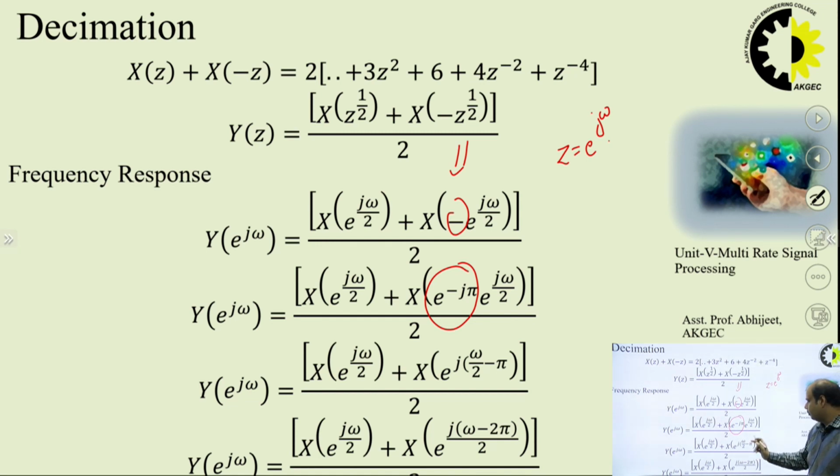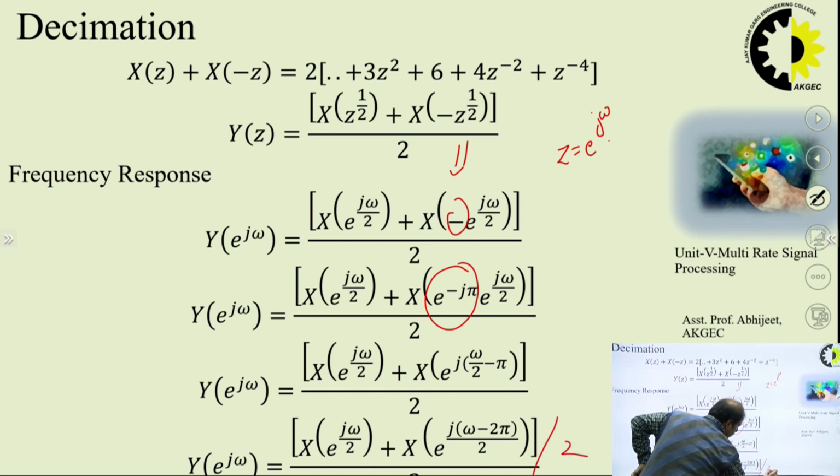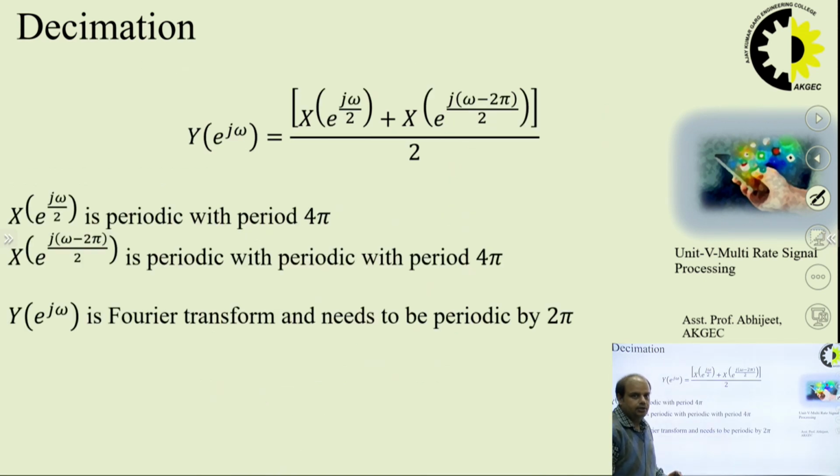Then I can take this common. I can write it omega by 2 minus pi. I can also rephrase it, there is 1 by 2 also. So it is capital X e^(j omega by 2) plus capital X e^(j (omega minus 2 pi) by 2), isn't it? So the new frequency response Y is related to the previous frequency response like this.